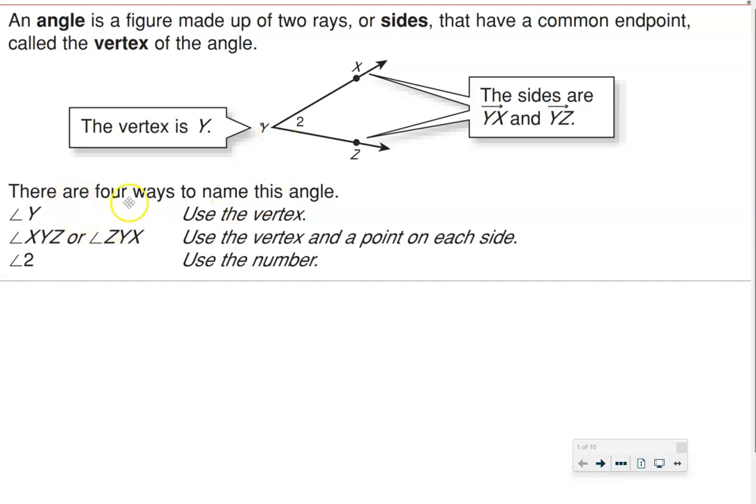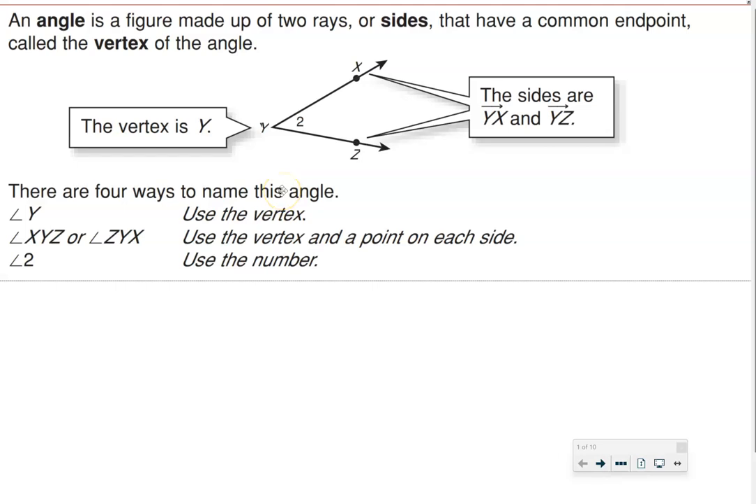Now, right here, there are four ways to name this angle. When it only has a shared vertex with the two rays, just the two rays sharing that endpoint, you can name it by that point. So here you've got Y. This vertex right here, we're going to call this angle Y.